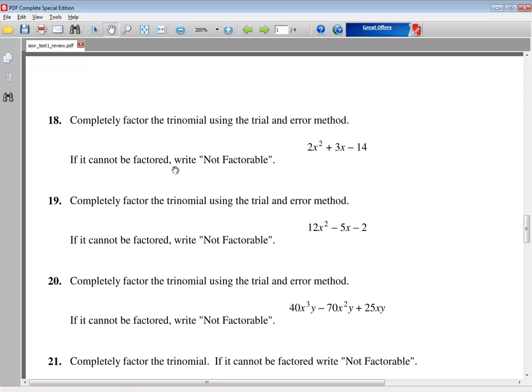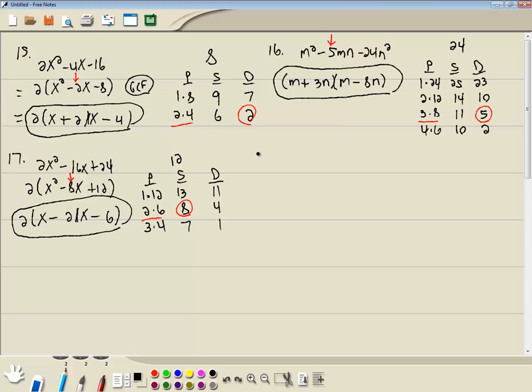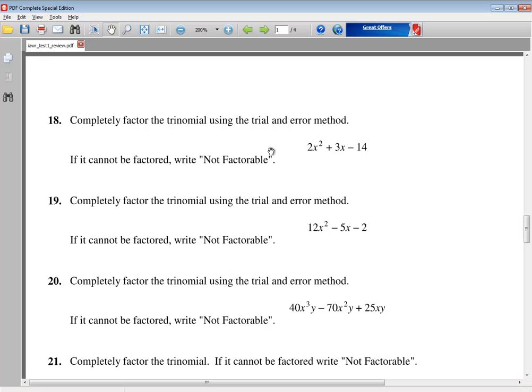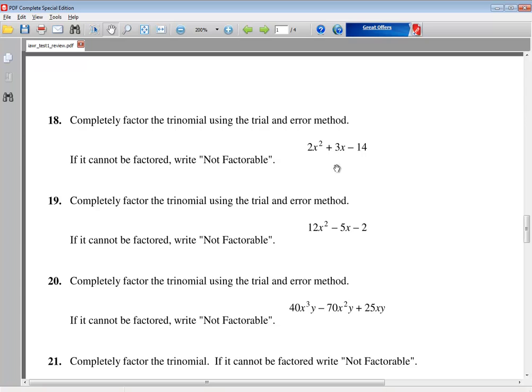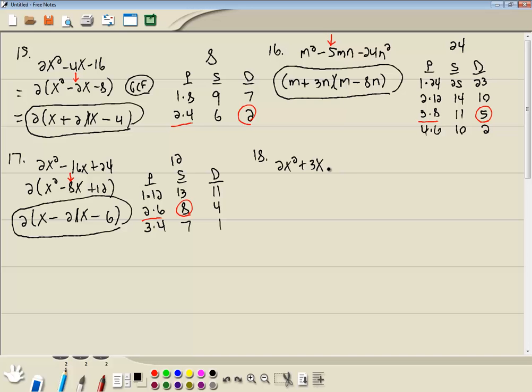Let's take a look at number 18. We got 2x squared plus 3x minus 14. Okay, first method, GCF, there isn't any. Groupings, 4 or more terms, that doesn't fit. PST's close, but there's a number in front of the x squared.